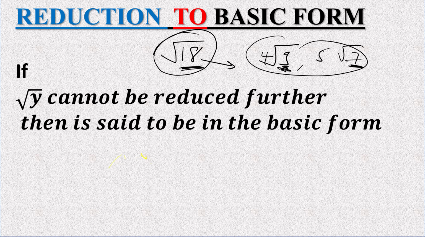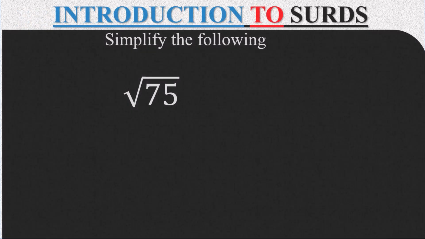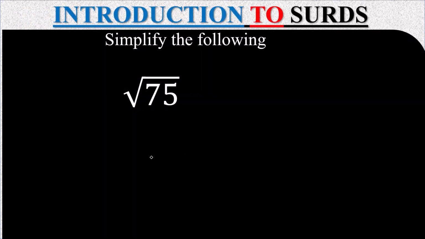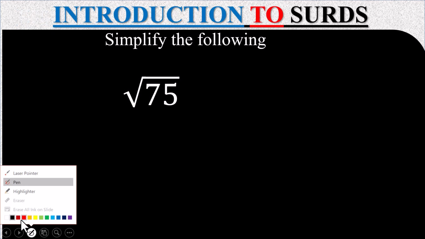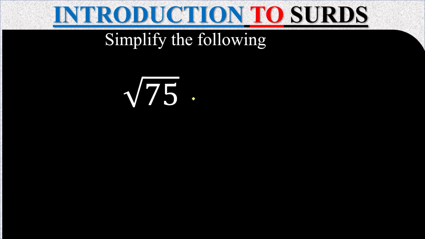So let's look at examples. Pay attention well. We are going to look at the following examples. We know the meaning of surd. We know perfect squares and what have you. So let's simplify the following.